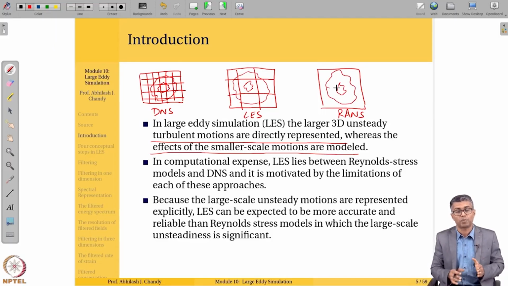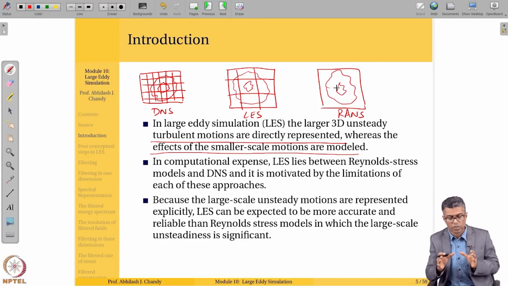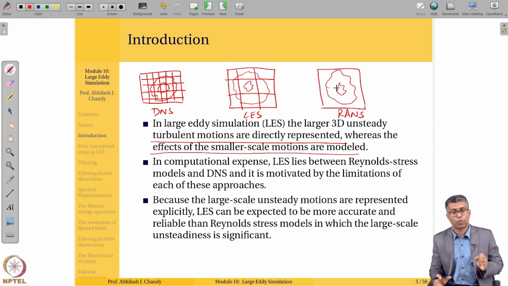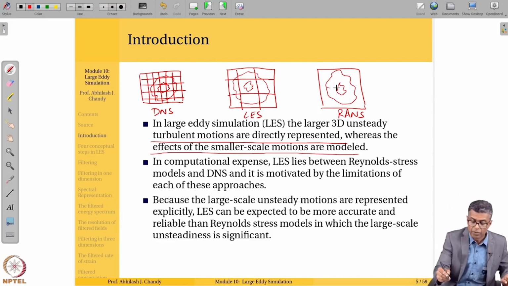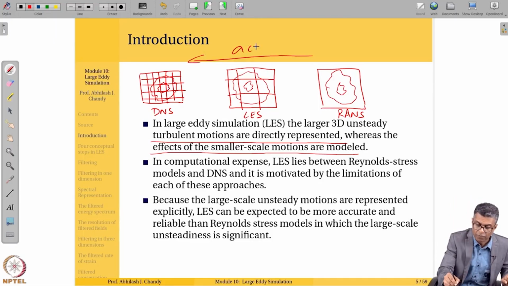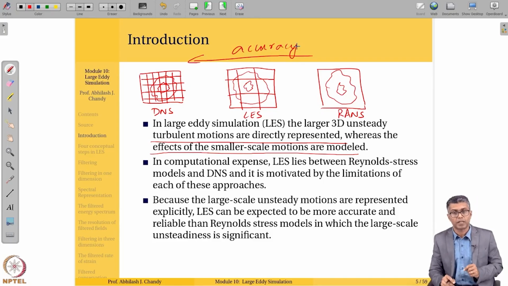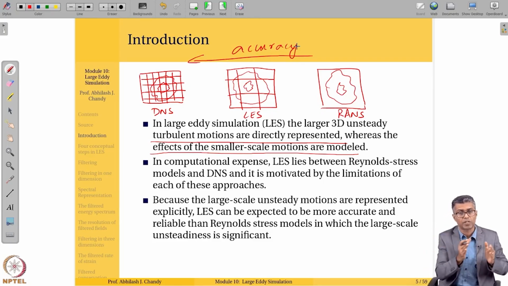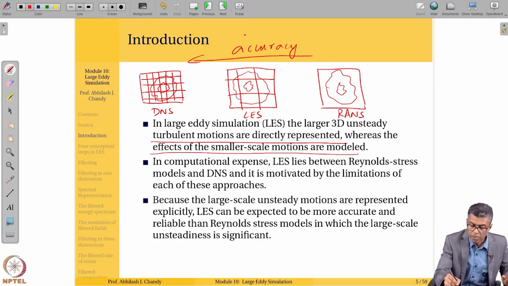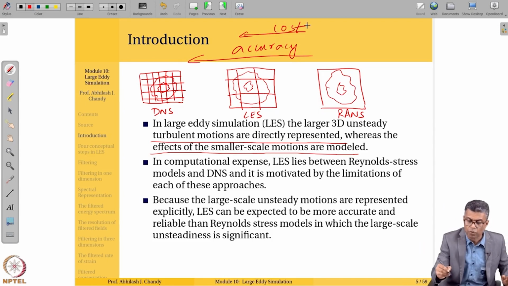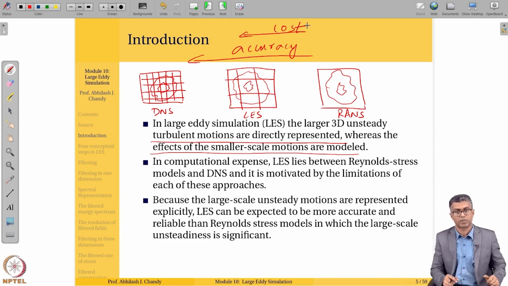So this is the difference between DNS, LES and RANS. This is sort of a schematic of it. What you're seeing here is that the accuracy will increase as I go from RANS to LES to DNS. The cost will also increase as I go from RANS to LES to DNS. To pay for the accuracy, you will need to spend more, and that is where the computational cost comes in. What I mean by cost is computational cost.